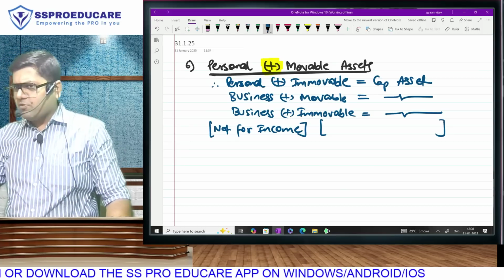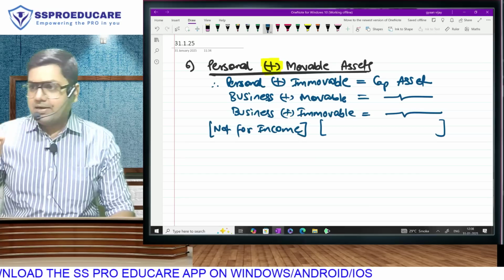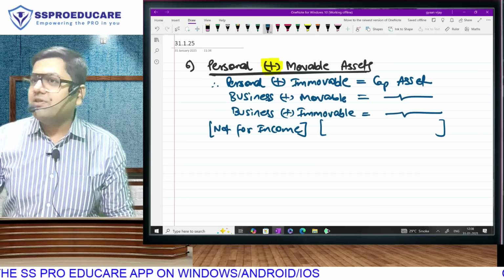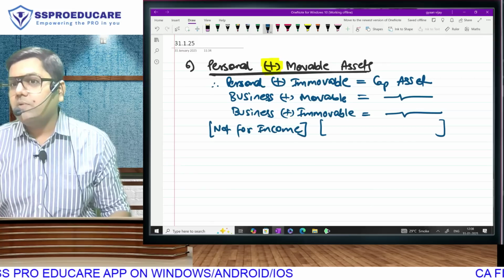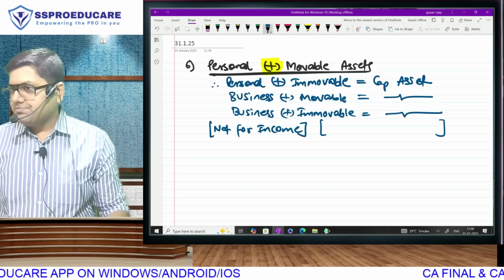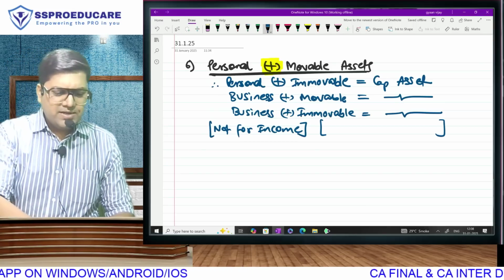What have we excluded from the definition of capital asset? Personal and movable. Correct? For that, there is a second reason. And for giving you the second reason, I want to ask a question to you. Please give me the correct answer. Are these assets? Take your notebook as an example. Is this a personal movable asset?